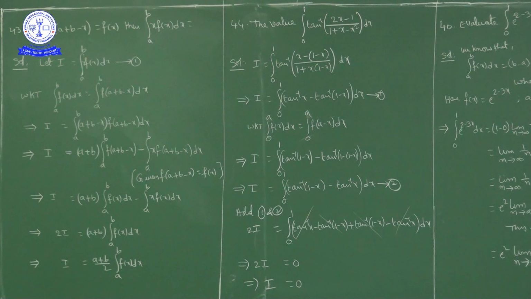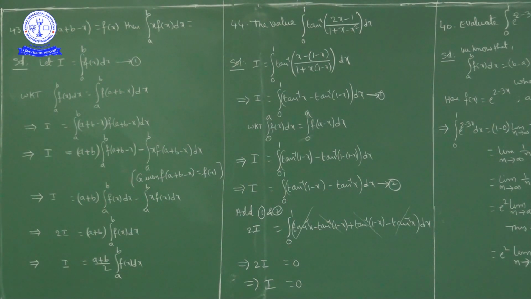We have a property that integral 0 to a f of x dx equals integral 0 to a f of a minus x dx. Replace variable by upper limit minus x. Here what is upper limit? 1. So replace x by 1 minus x here. So what we get? I is equal to integral 0 to 1 tan inverse of, in place of x, 1 minus x, minus tan inverse of 1 minus of, in place of x, 1 minus x. Now here 1 minus 1 cancel, minus of minus plus x. So I is equal to integral 0 to 1 tan inverse of 1 minus x minus tan inverse x dx.